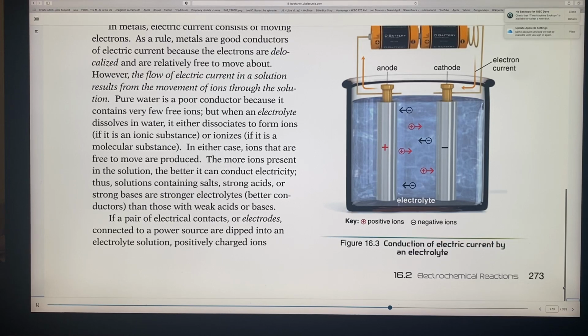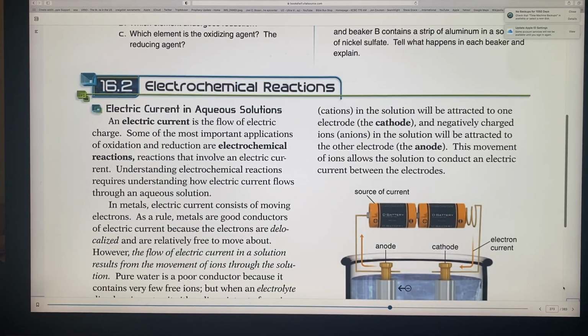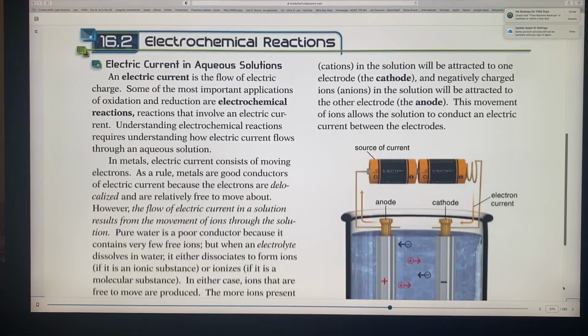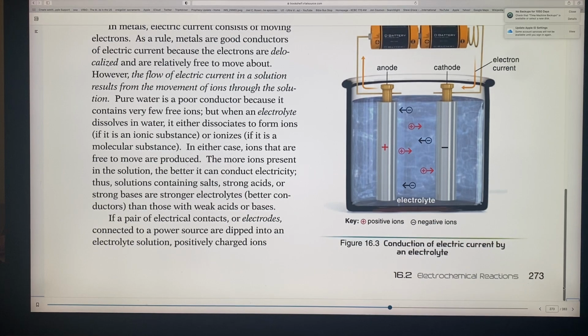So we're on section 2 of chapter 16 in your chemistry book, and this chapter is entitled Electrochemical Reactions. So we talked about electric current, specifically going through electrolyte solutions and the flow of the current in a solution from one anode to the cathode, or vice versa.